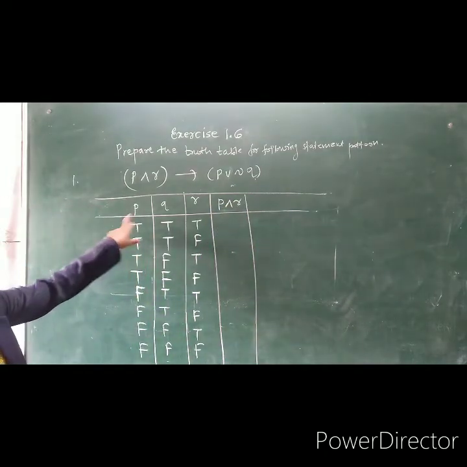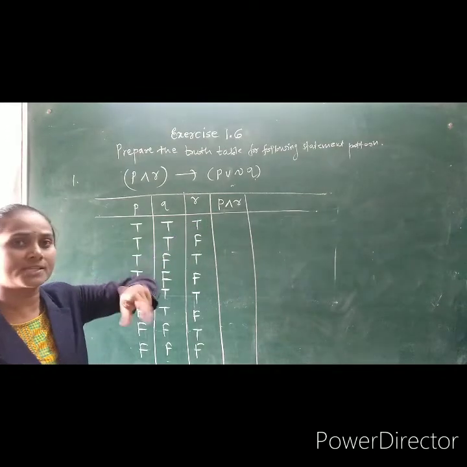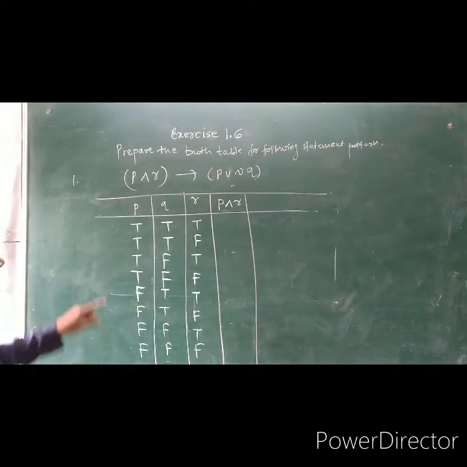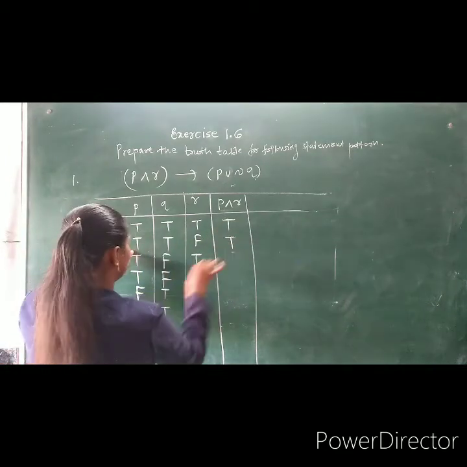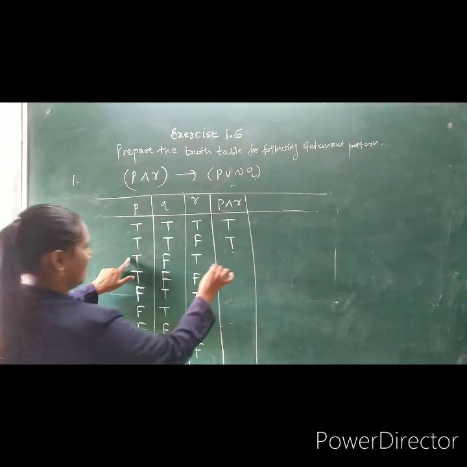P and R. While finding conjunction, if both the statements are true, then it is true, otherwise it is false. So the first are T, T, and all others are F.